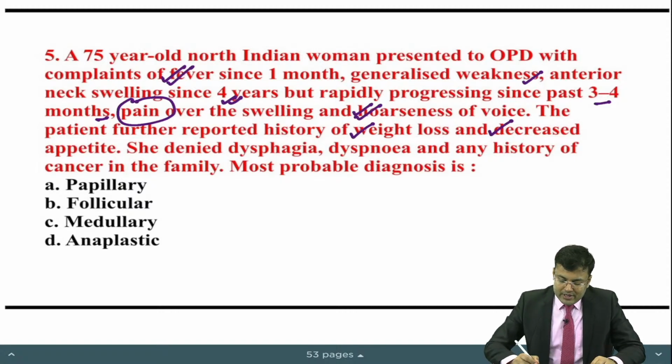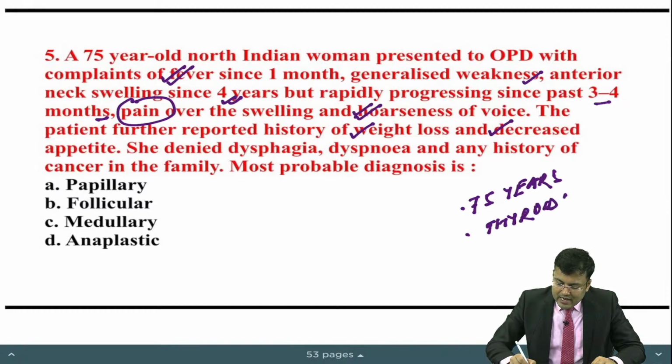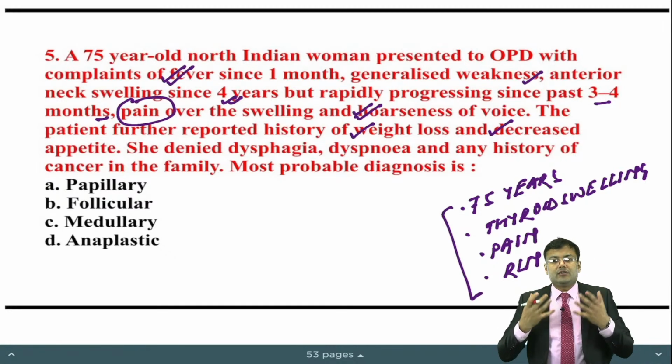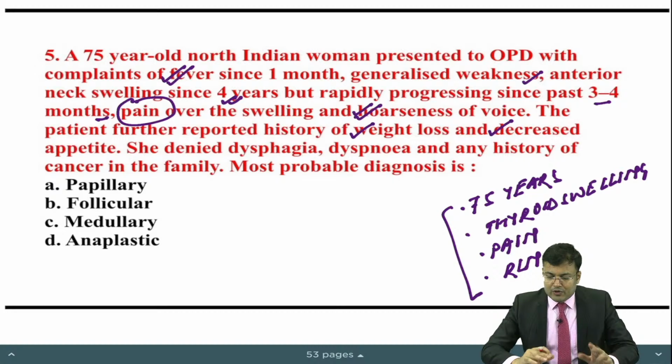So what are the catch points? Age of patient, 75 years. Patient is having rapidly progressive thyroid swelling. And can you see there is pain over the swelling and there is involvement of recurrent laryngeal nerve because there is hoarseness of voice. Tell me what is the correct answer.